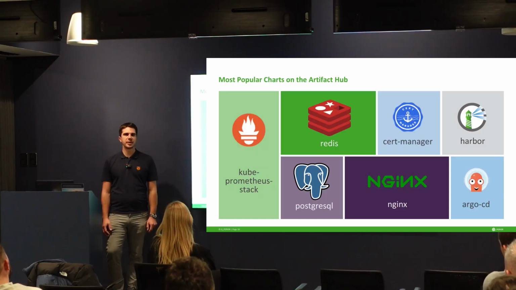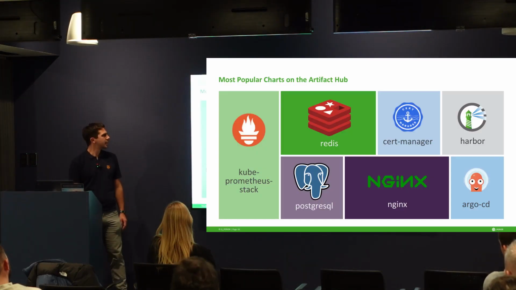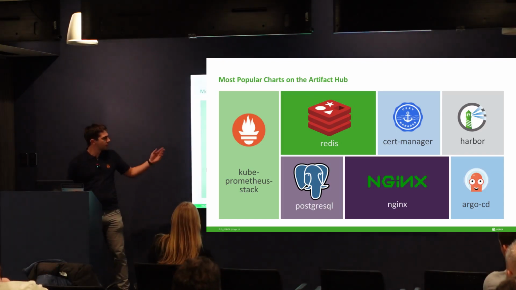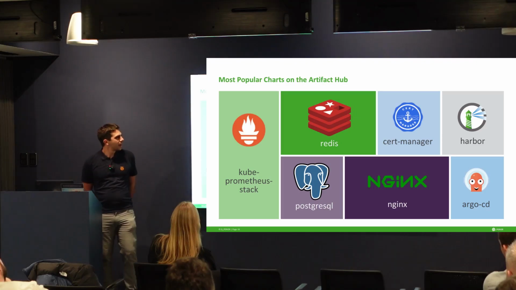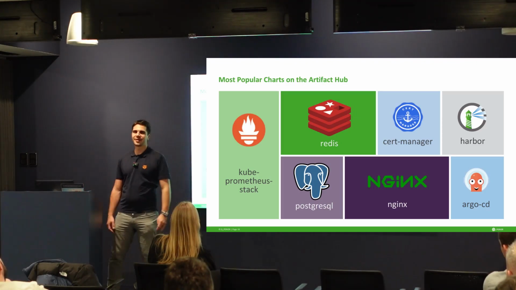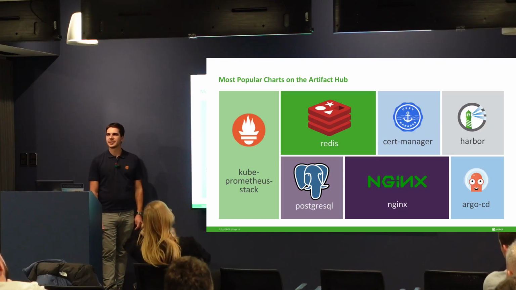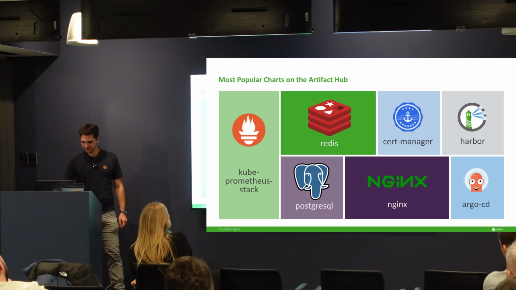But we can do more. Here are some common use cases and really popular charts. So for example, Prometheus, Postgres, and so on. And also we have a Harbor talk later. So that is also possible to install on your Kubernetes cluster with a Helm chart.